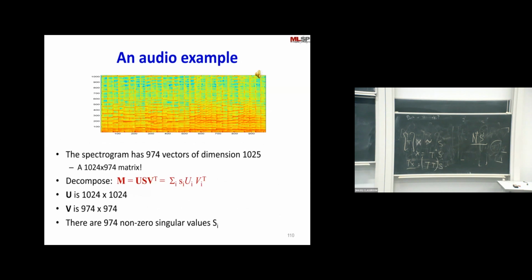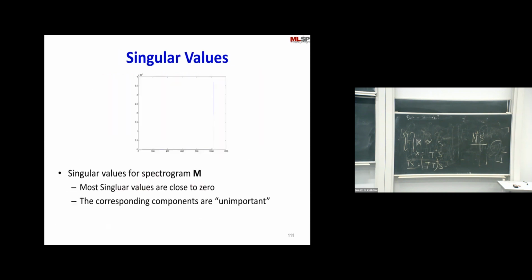And so here is my spectrogram. This is my original music. This was a matrix of 974 by 1020. I have to compute the singular value decomposition for this. And those are all my singular values. And you can see there are a very small number of non-zero singular values. The rest of them are really very tiny, right?